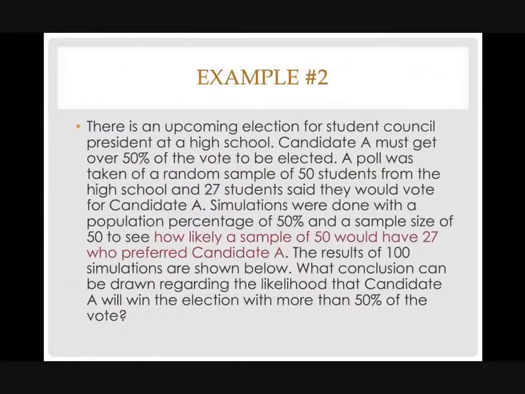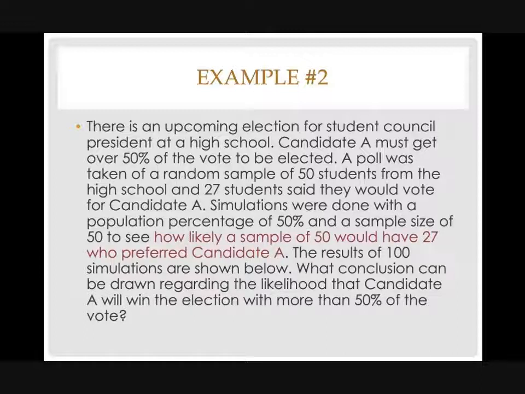Okay. So a second example. There's an upcoming election for student council president at a high school. Candidate A must get over 50% of the vote to be elected. A poll was taken at random of 50 students from the high school, and 27 students said that they would vote for candidate A. Simulations were done with a population percentage of 50% and a sample size of 50, to see how likely a sample of 50 would have 27 who preferred candidate A.